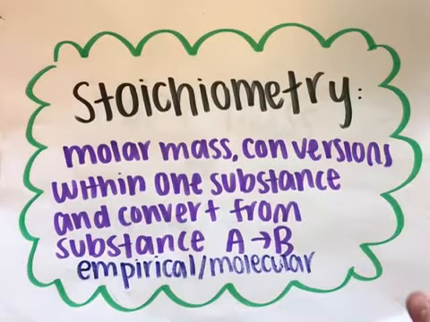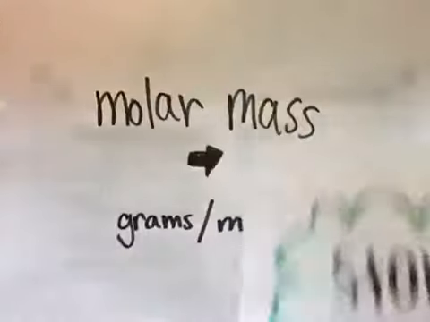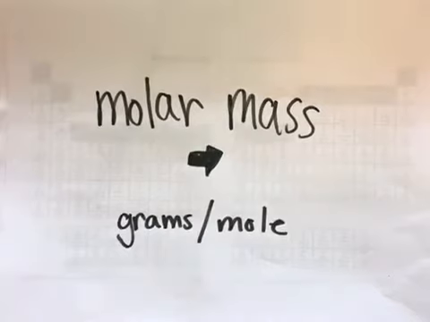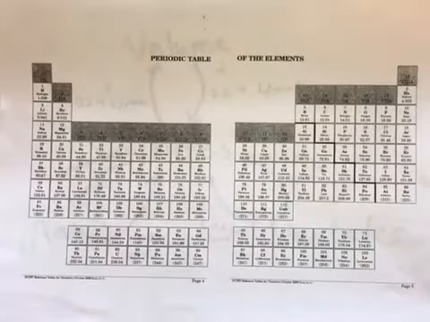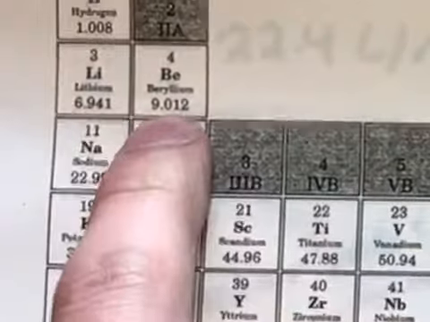Our group did stoichiometry. Molar mass is the weight in grams of an entire mole of particles of a specific substance. The molar mass for individual elements can be found at the bottom of the elements box on the periodic table, such as beryllium right there.